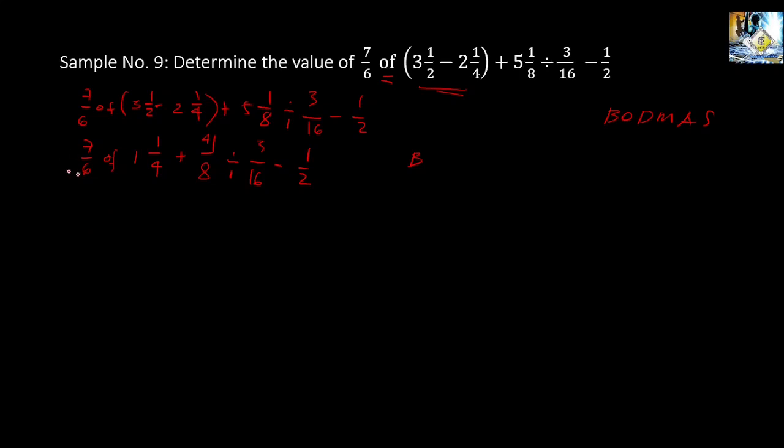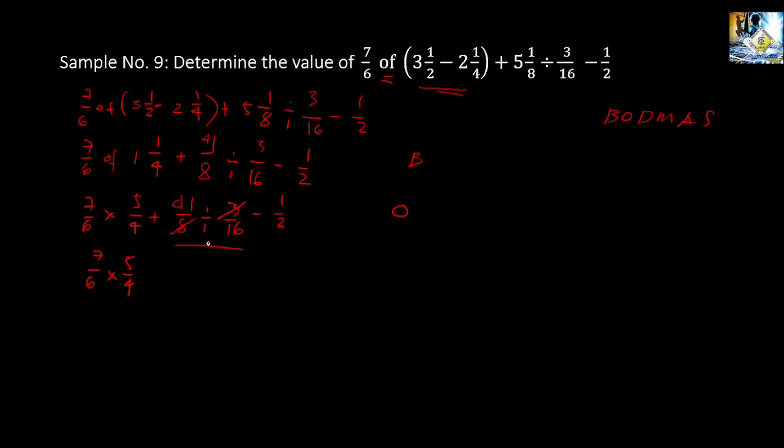So, you need to deal with this 7 of 1/4. It will become 7 over 6 times 5/4 plus 41 over 8 divided by 3 over 16 minus 1 half. So, we have eliminated the of. Then, division. The division part here. So, 7 over 6 times 5 over 4.